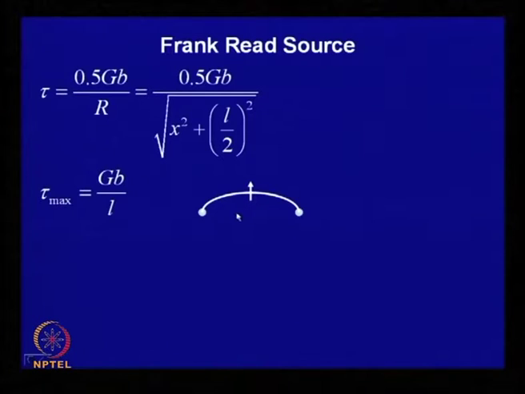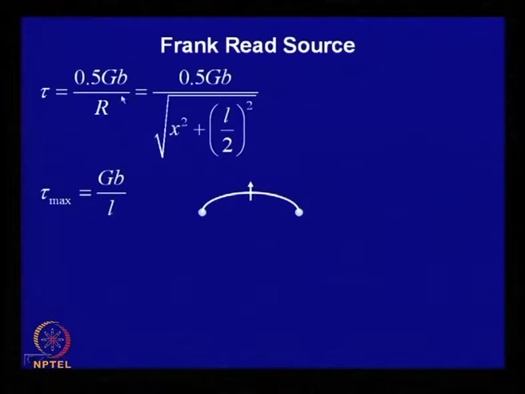Now, consider a case like this. You have a dislocation segment which is pinned here, so this point cannot move, and you have applied a stress. Now, if it bends like this, then the applied stress tau can be written as 0.5 G b over R. The center of curvature of this curved dislocation lies somewhere here, and the distance of this center from this line is x. If it is so, then R will be the square root of x squared plus half L squared.